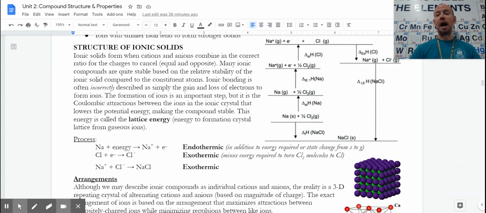So this bond energy or lattice energy is a favorable thing. The process here is shown kind of graphically, step by step. Sodium solid can be turned into sodium gas by subliming, or adding heat to change the state of sodium. That is endothermic. When a sodium atom becomes a sodium ion, that is the ionization energy.